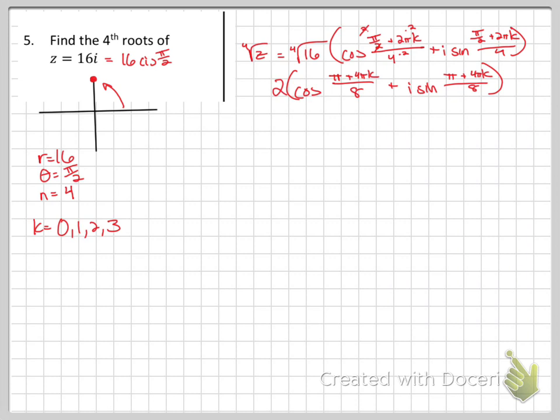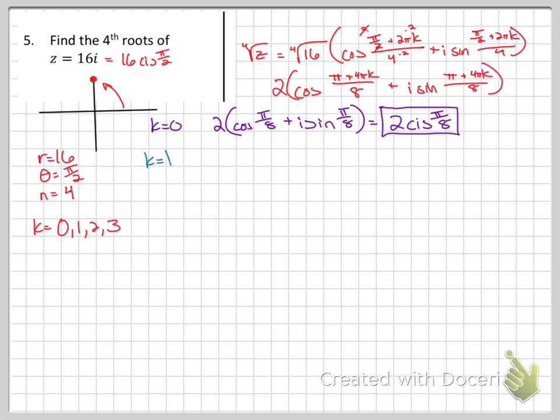So let's start with k equals 0. So 2 cosine. We're plugging in 0 for k. 4 pi times 0 is going to be 0, so pi over 8 plus I sine is going to be the same thing, pi over 8. Pi over 8 is not on the unit circle, so we can just simplify this down to 2 CIS pi over 8, and that would be one of our answers. If it doesn't work out on the unit circle, we're just going to stop there.